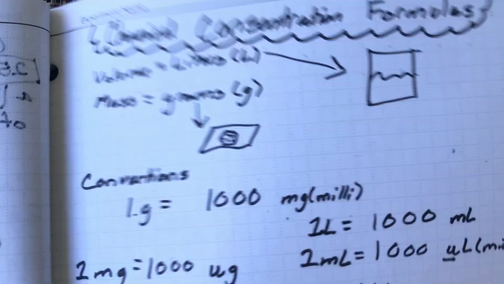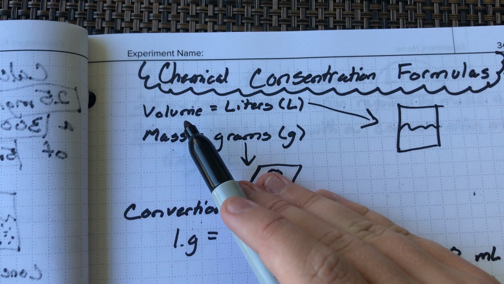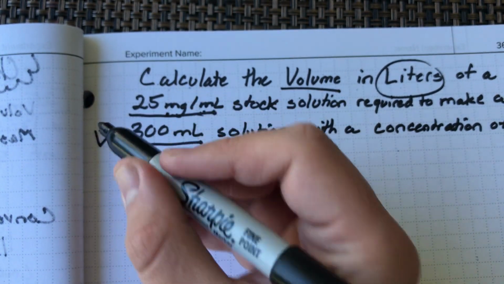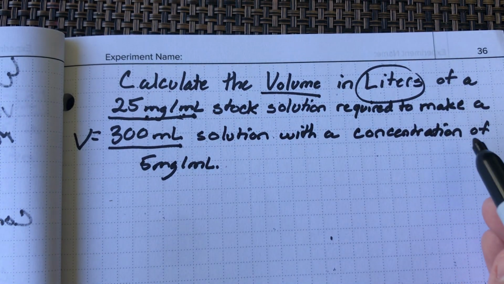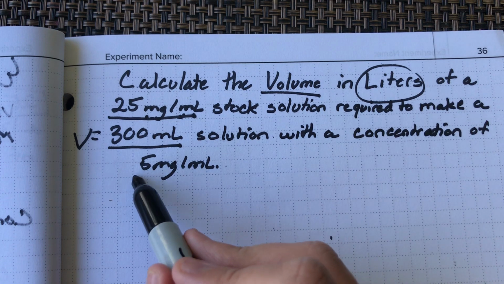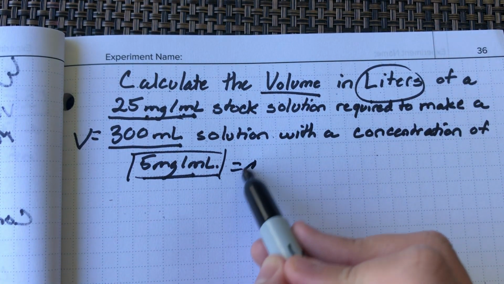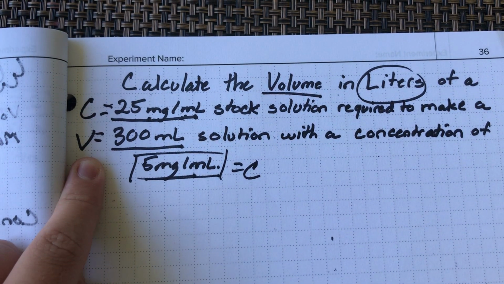And going back to our past notes, we know that if it's working with liters, it's going to be volume. So we know this is volume with a concentration of this many. So this is a concentration, this is a concentration, and that is a volume.